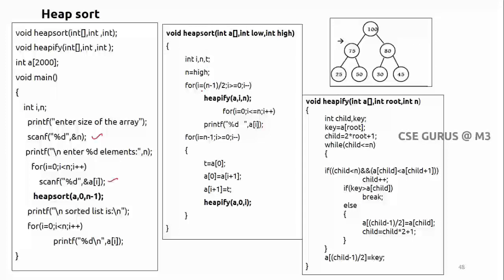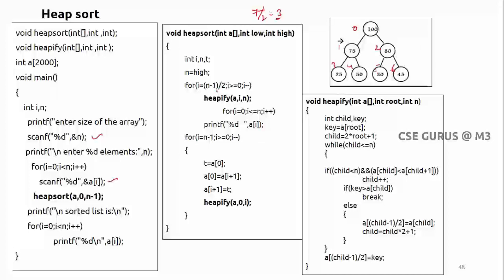And now you can see this one, for i equals (n minus 1) by 2. What is this (n minus 1) by 2? Let us suppose I have 7 elements, what is 7 by 2? Which is 3, right? So you can see here 7 elements, which start at 0, 1, 2, 3, 4, 5, 6, right? So 7 minus 1 by 2, which is 6 by 2, right?